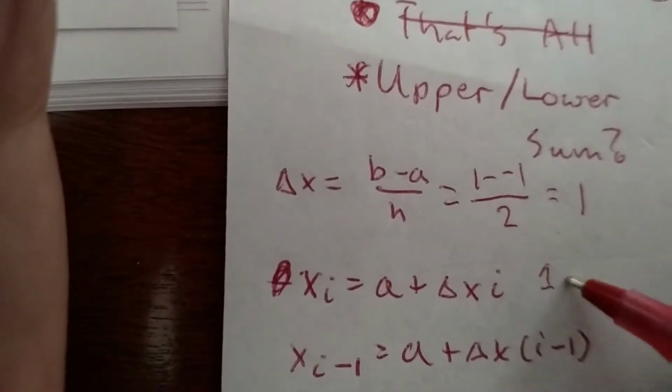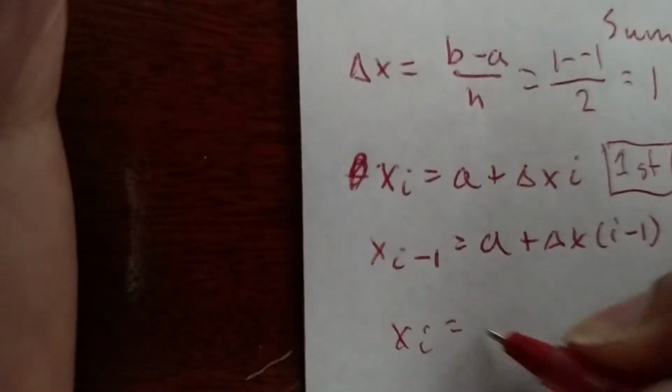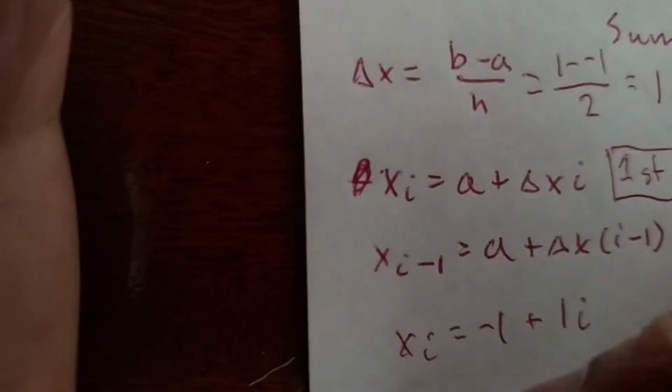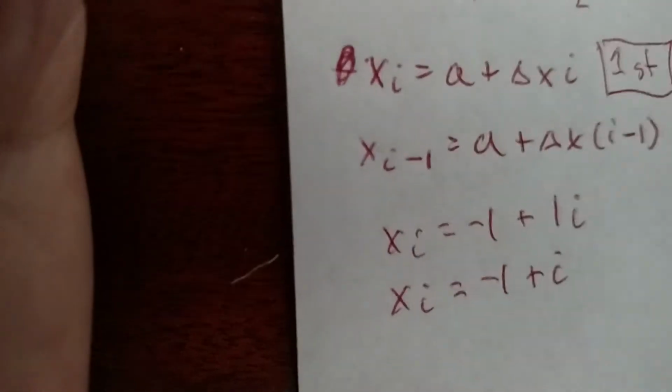I'm going to do this one first. Why? Because it's smaller. No real reason. So x of i is equal to negative 1 plus delta x, which is 1 times i. Let me just drop that 1 off.